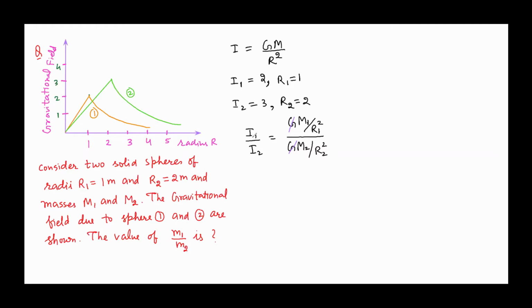So in place of I1, I can put the value 2. I2 is 3. M1 I want to find out. R1 is 1, so R1 square will be 1. M2. R2 is 2, so R2 square is 4. So 2 by 3 equals 4 M1 by M2. This implies M1 by M2 is, these two will get cancelled, and if I take 2 on the left hand side, the answer is 1 by 6.